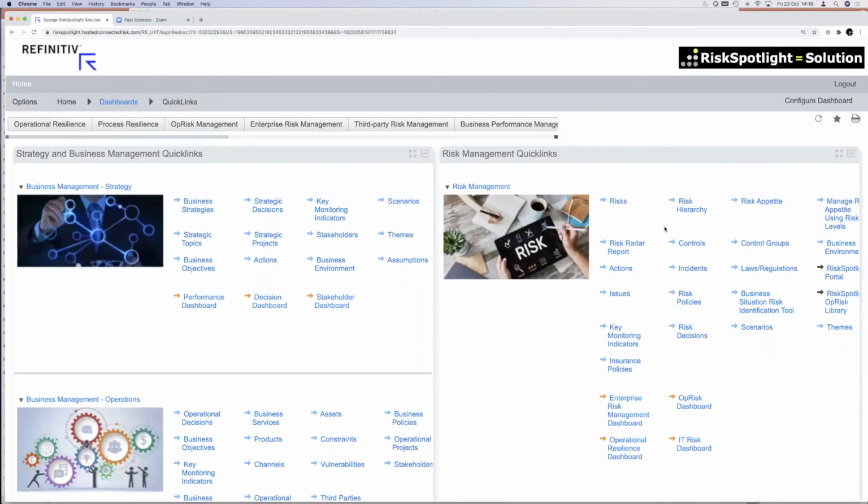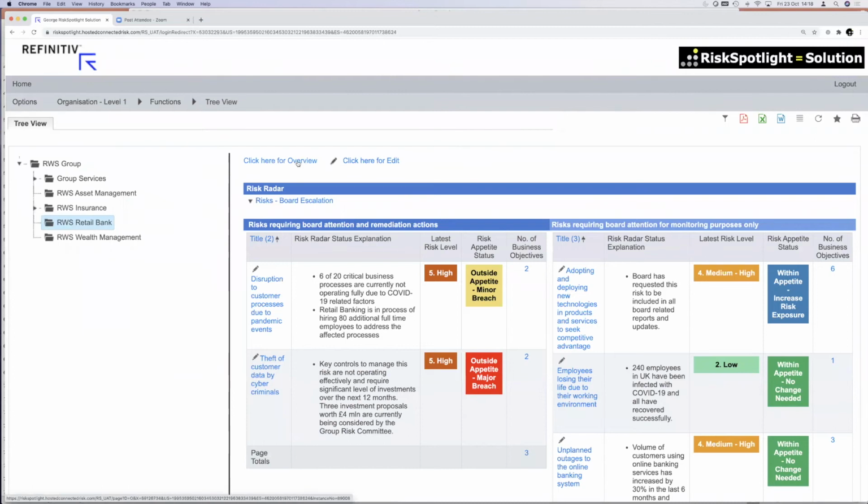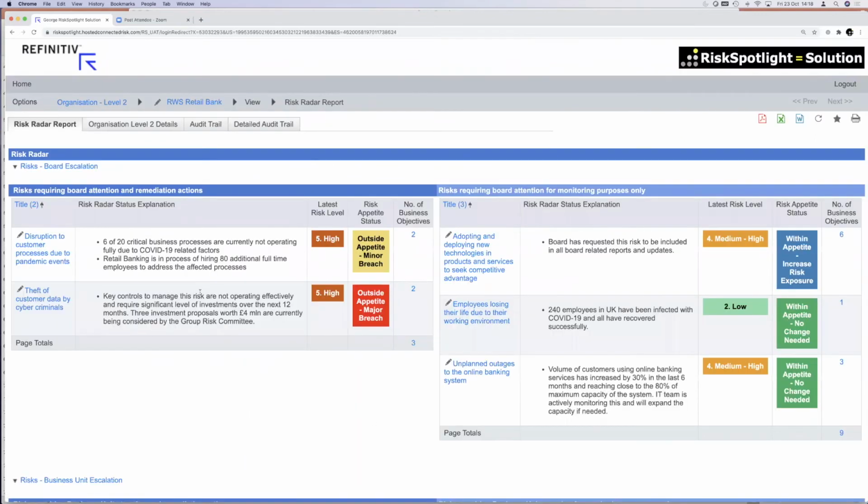So a view we provided was something like this, where you can pick a particular business unit. If I just want to see the retail banking level, then this is the view. From the retail banking level, I can see what risks we've escalated to the board level and where they require remediation action. In this case, disruption to customer process due to the pandemic event is on the board radar, and theft of customer data by cyber criminals. I can see that in both of these cases, these risks are outside appetite, and I have some justification of why we had to escalate this to the board.